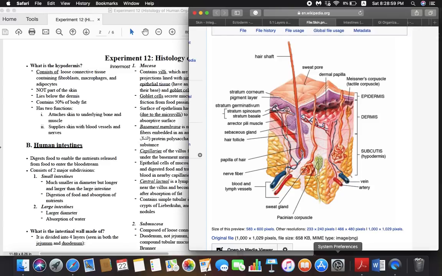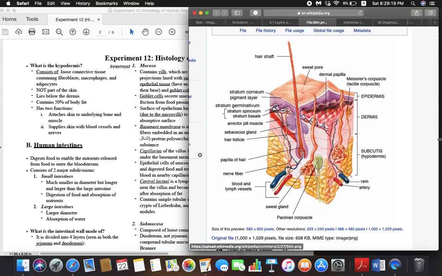And we need to know that the hypodermis has two functions. It attaches the skin. By skin here, I mean the dermis and the epidermis. It attaches the skin to the underlying bone and muscle, and it supplies the skin with blood vessels and nerves. So this is the dual function of the hypodermis.